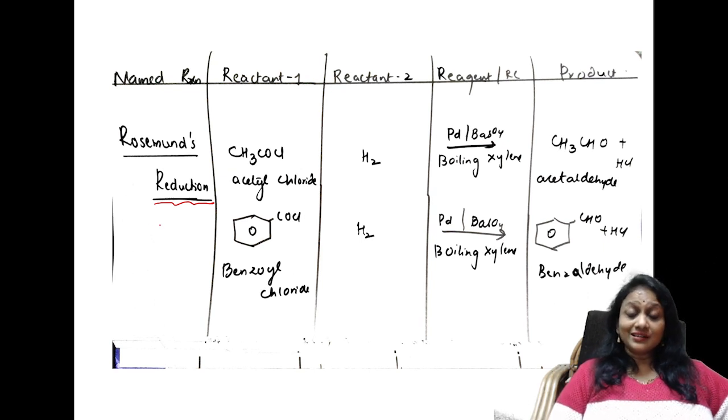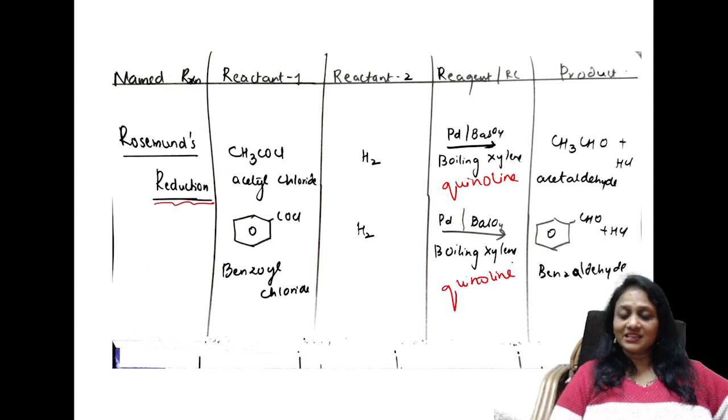You'll also be using a catalytic poison like quinoline, to restrict the further action of the metal. So quinoline is also used as a catalytic poison, or you can take boiling xylene also.